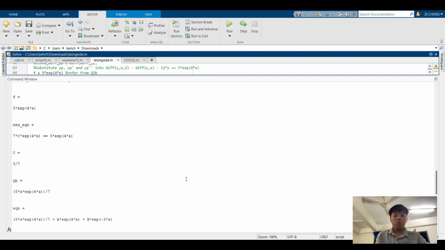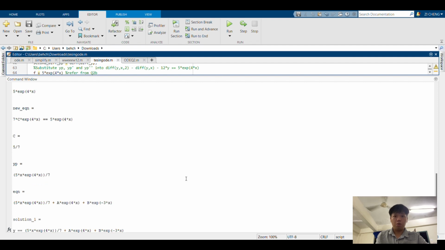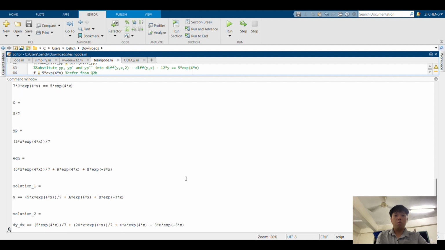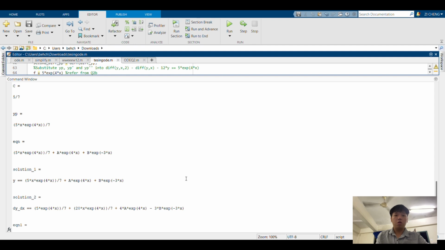So the general equation we get is by adding the yc and yp formulas. The final general solution we get is 5x e^(4x) over 7 plus a e^(4x) plus b e^(-3x). So from the general solution, we do again the first differentiation. We get 5 e^(4x) over 7 plus 20x e^(4x) over 7 plus 4a e^(4x) minus 3b e^(-3x).